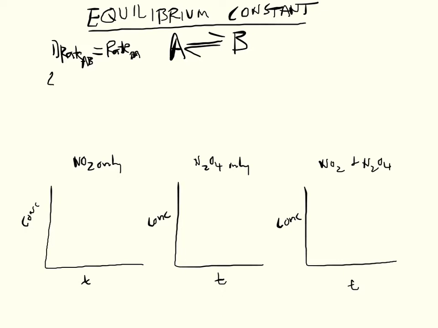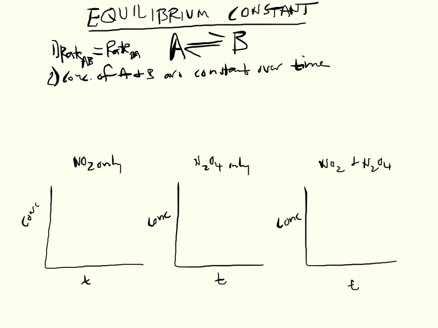We also know that the concentrations of A and B are constant over time. This should be reviewed. It doesn't mean that they are equal to each other. You don't have to have equal amounts or concentrations of A and B, but we know that over time the amount isn't changing because the rates of the forward and reverse reactions are equal.